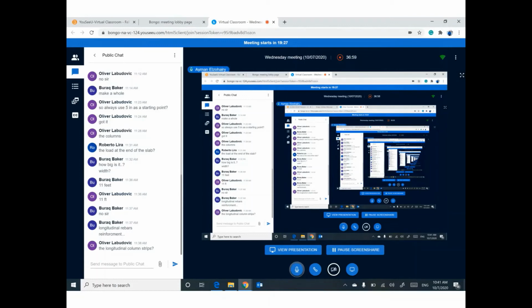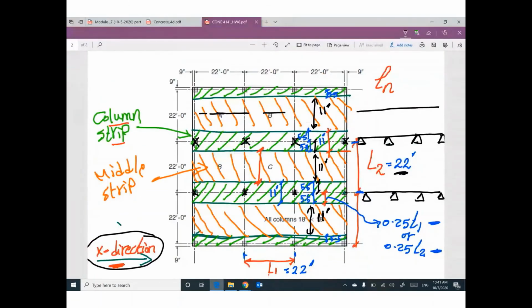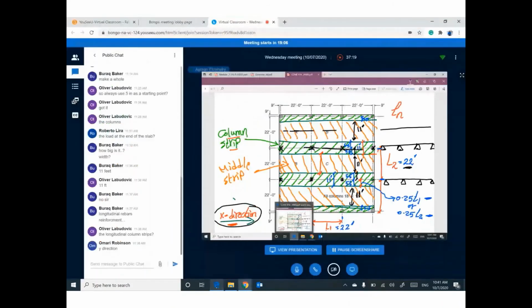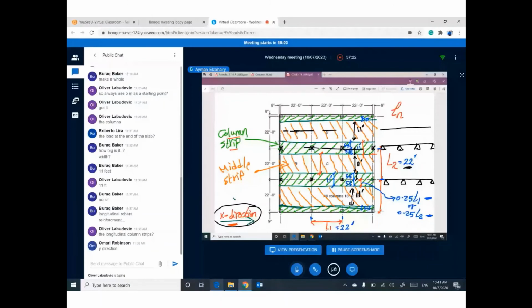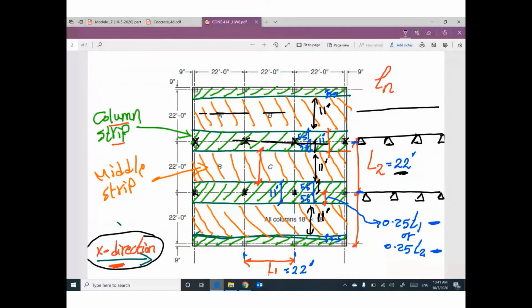Longitudinal column strip. It's a good answer, Oliver. But what do you mean by longitudinal column strip? It's a good answer. But what is the relationship between this column strip? You mean this column strip? Thank you, Mary. Yes. Guys, what you did in X direction must be done in Y direction.